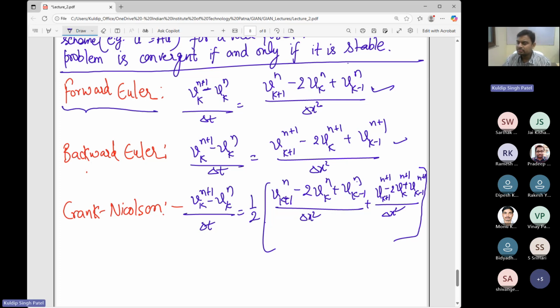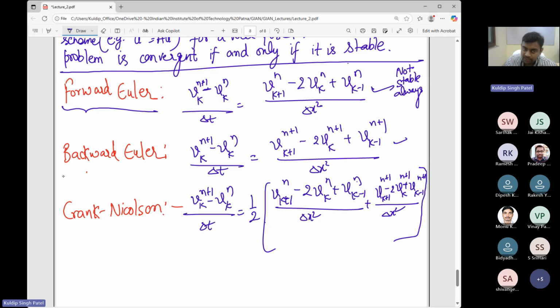Did you get my point? It is not stable always. Once you derive the stability condition for this scheme, you will realize, oh, it is not always stable. That means it is conditionally stable actually, right? So sometimes it may not give you accurate results. Did you get my point? So it is not always stable.